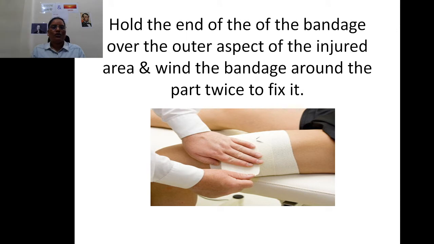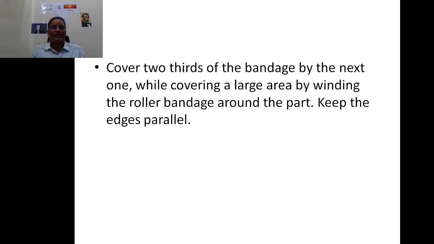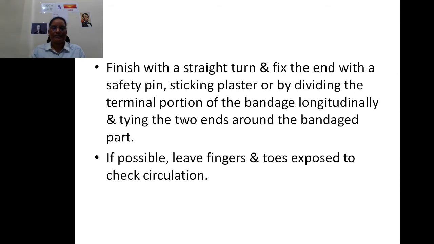Then hold the end of the bandage over the outer aspect of the injured area and wind the bandage around the part twice to fix it. Then when bandaging a limb, start with an oblique turn to keep the bandage in position, as an alternative method. Here you can clearly see. Then cover 2/3 of the bandage by the next one while covering a large area by winding the roller bandage around the part and keep the edges parallel.